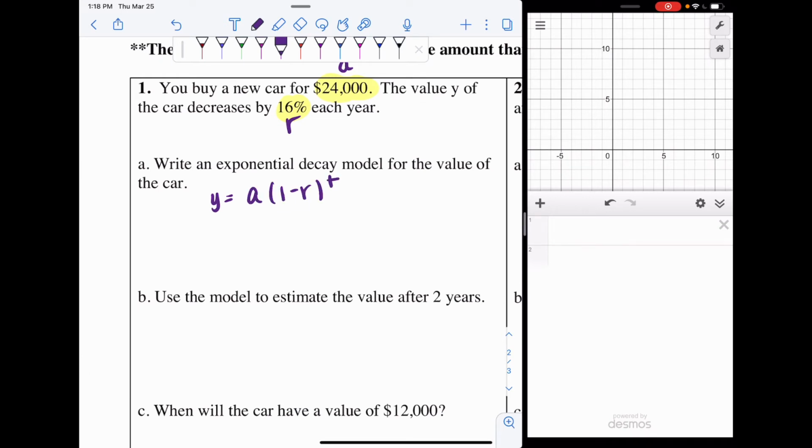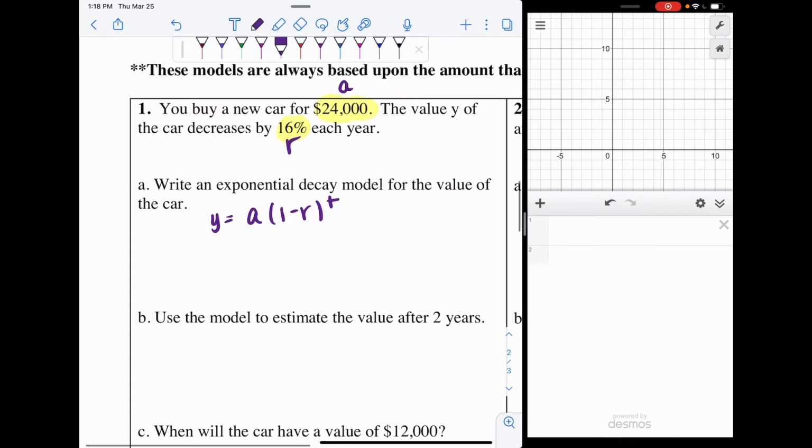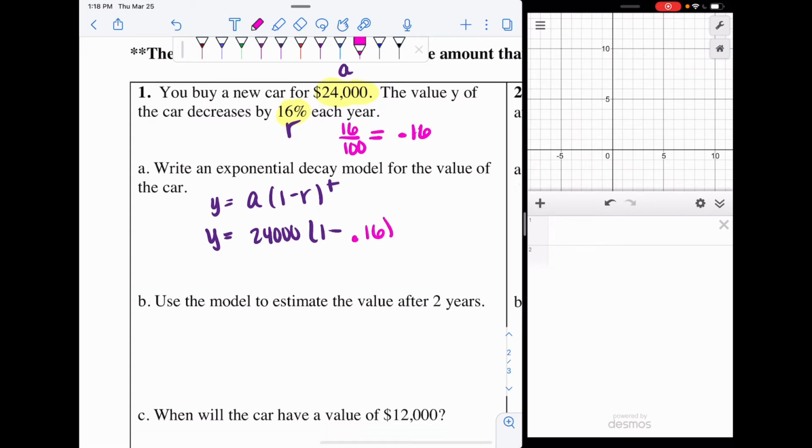So I have to ask myself, that A we just said was 24,000. So I have Y equals 24,000 times 1 minus. I can't write 16%. I need the decimal. So I'm going to go to my top. I'm going to write 16 divided by 100. And that'll give me 0.16. So I'm going to do 1 minus 0.16 to the T power. And that's your final answer. So I can say this is my equation for decay. Y equals 24,000 times 1 minus 0.16 to the T power.